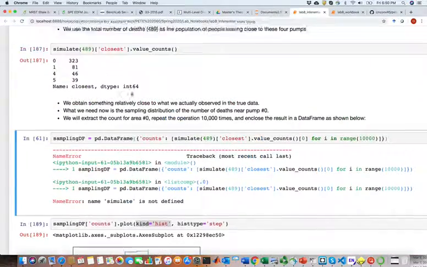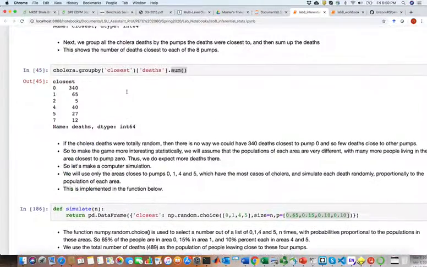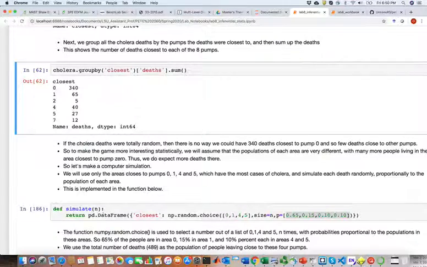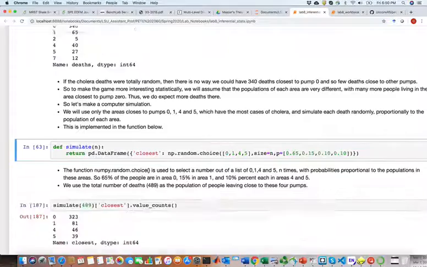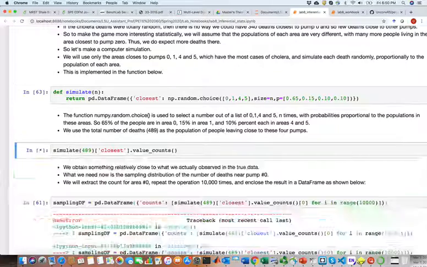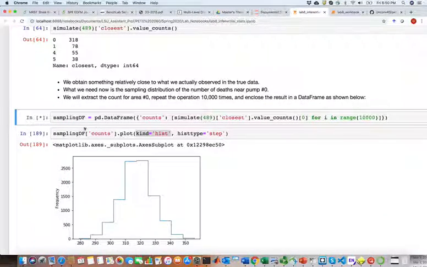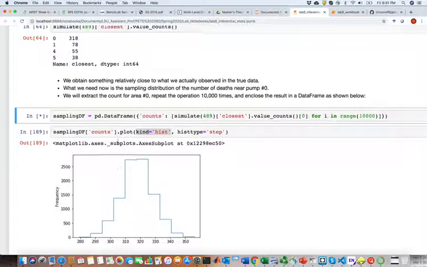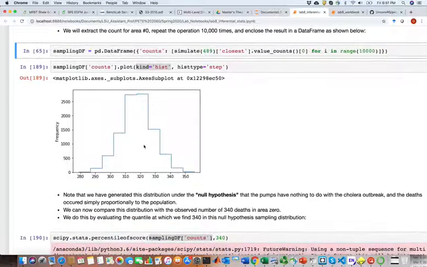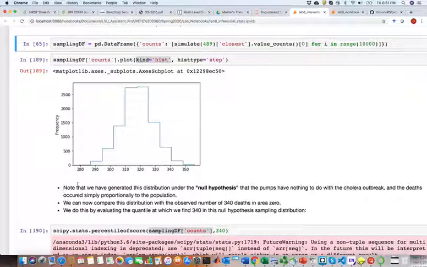Let me run it. Okay, so I haven't run a couple here. So you have to run this function first. Run this, then run this. Oh, it takes time because it's 10,000 realizations. So while it's running, we can keep reading what's here.